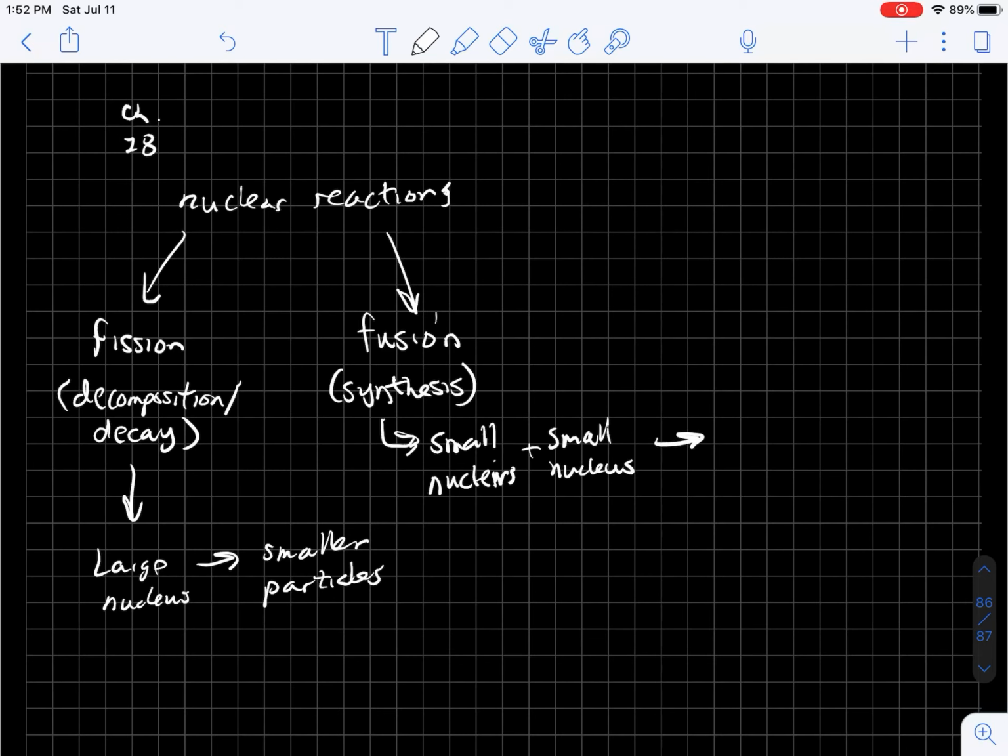And we are going to combine them. So let's just write small nucleus plus small nucleus, and we're going to combine them into a larger atom. So what do they like to do on a test?